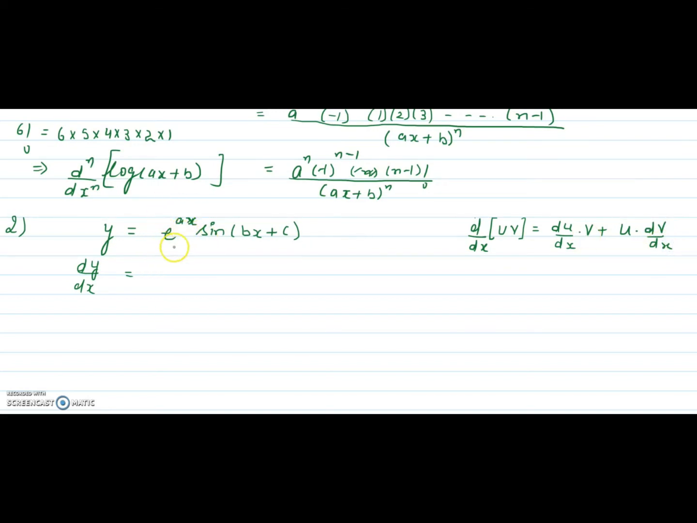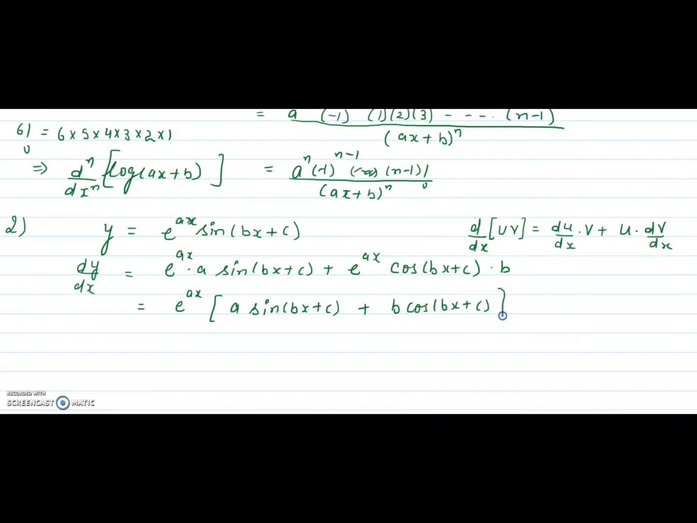Likewise, first I will differentiate e raised to power ax, which is e raised to power ax into a, and write the second function as it is, plus the first function as it is and the derivative of the second, which is cos bx plus c, and again the derivative of bx plus c will be equal to b. If I take out e raised to power ax common, I will be left with a into sine bx plus c plus b into cos bx plus c. So this is the first order derivative.